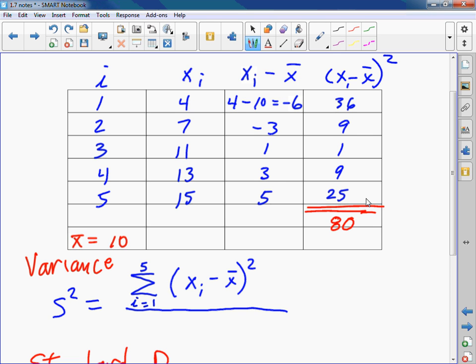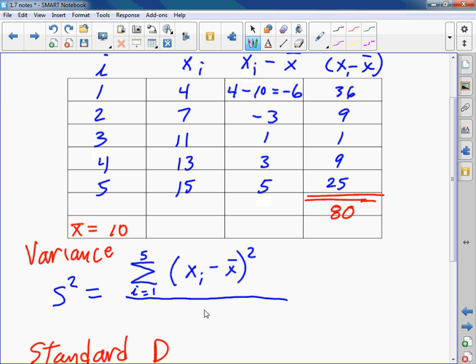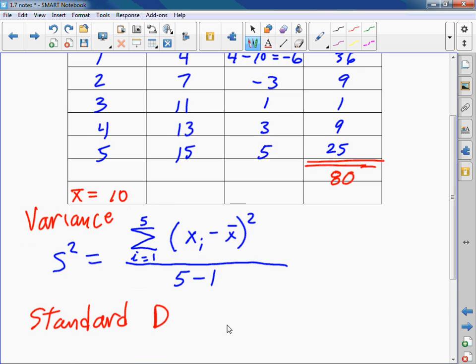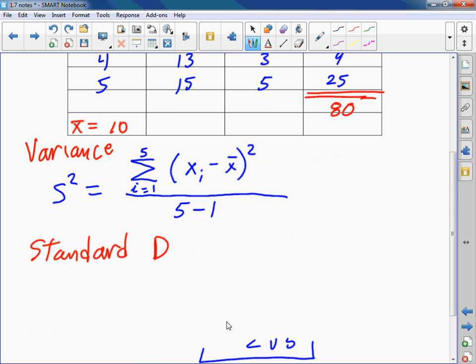And then over, what goes in the denominator for variance? 5 minus 1. Good, Trevor. 5 minus 1. So we put 5 minus 1 there because 5 is n, and it's n minus 1. Okay? So then, let's finish this off. Here we go. We're almost done.